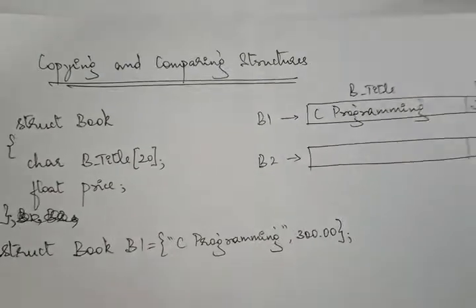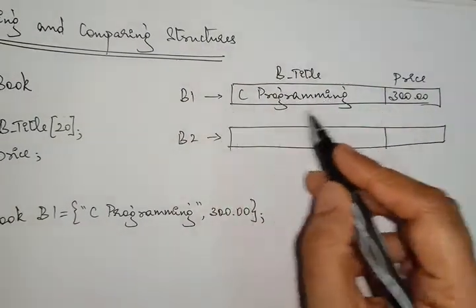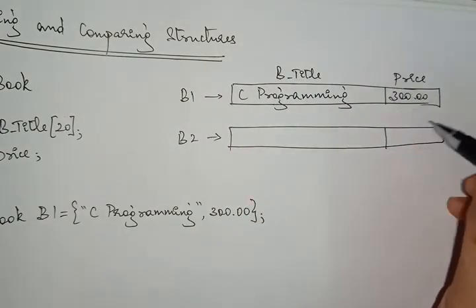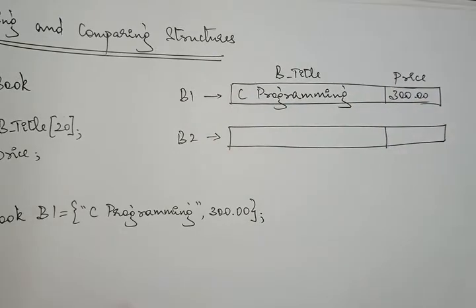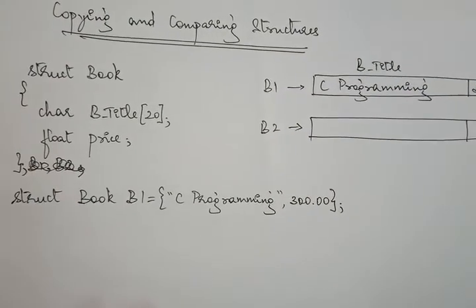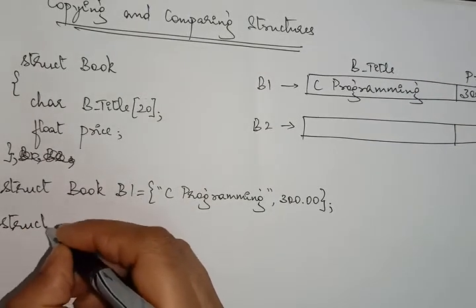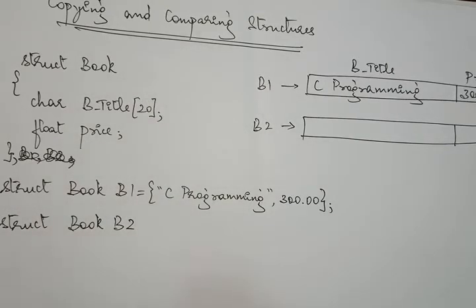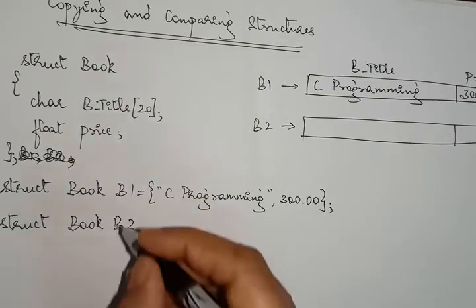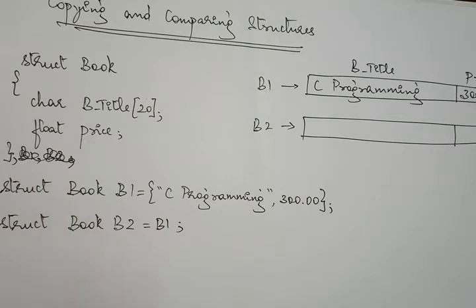So B1, the title would have got C programming and the price is this. Now say I want to copy this here. In real time that's not required, but for an example I've just taken it. Say I create one more variable of type book called B2. Now if I have to store the same details in another variable, I can simply assign it like this: B2 equal to B1.